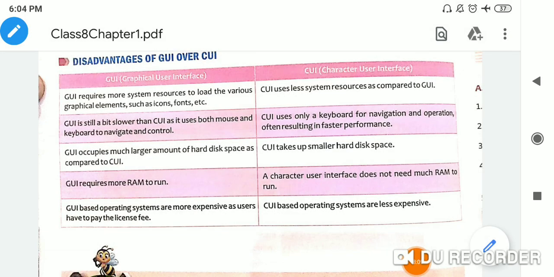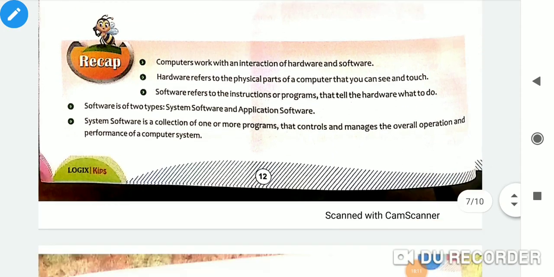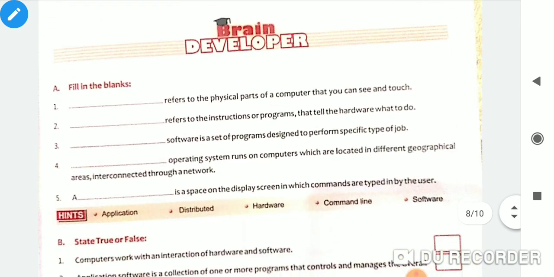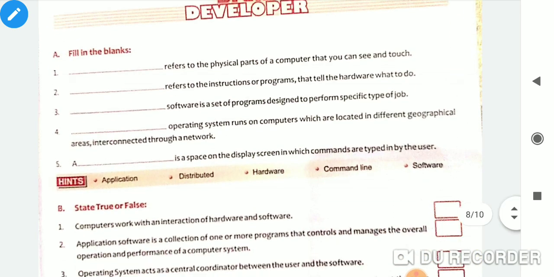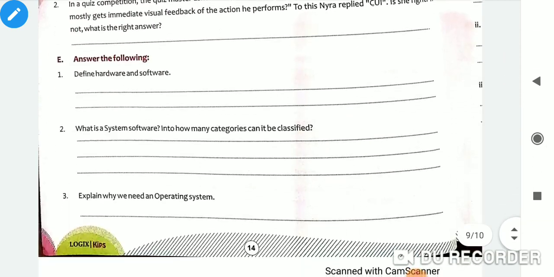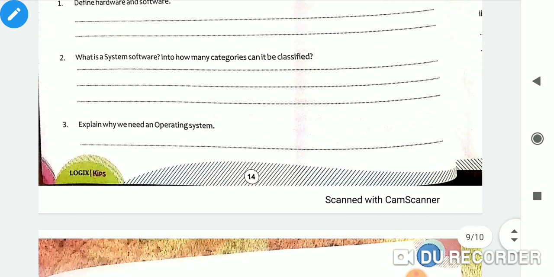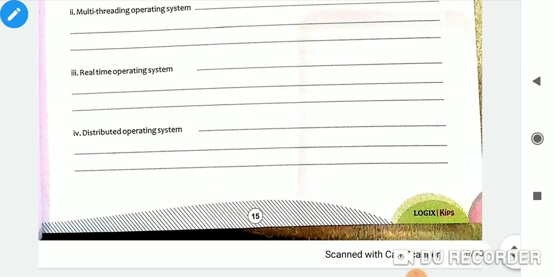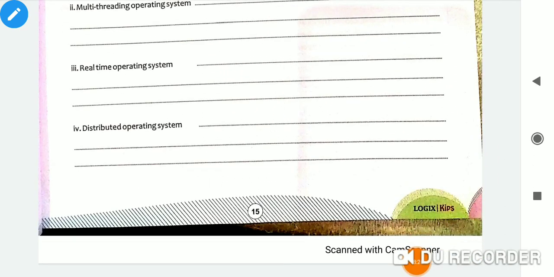So children, at the back of the book you can see there are assignments given, exercises like fill in the blanks, true false, multiple choice questions, and answer the following. So this is your homework, and I know you all can do it properly without any problem because everything I have explained already.